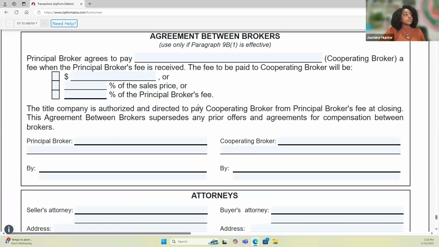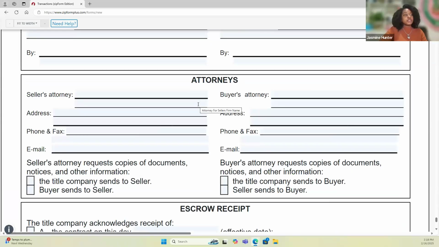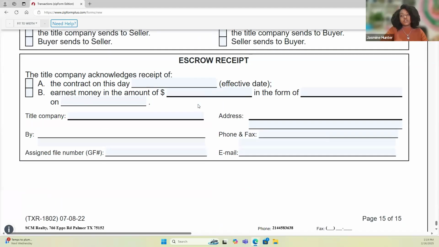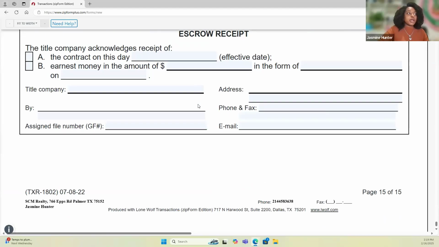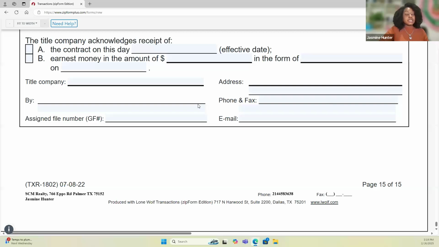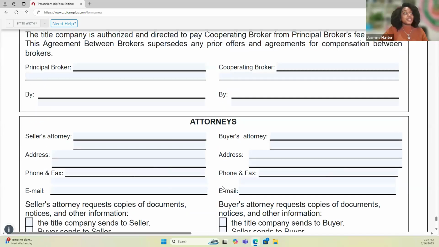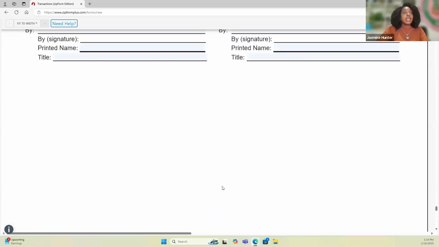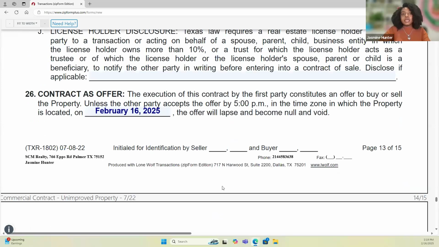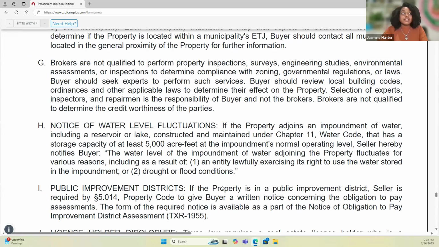We have the agreement between brokers, which you do not fill any of this information out, because you put your terms as far as your commission and everything on page 9. And that is it. A lot. This document is packed full with information, and there's still addenda, plural, right? There's still addenda that you attach to this that gets even deeper because, again, we're talking about commercial property. We could be talking about millions of dollars.